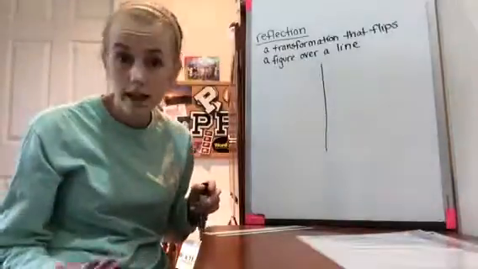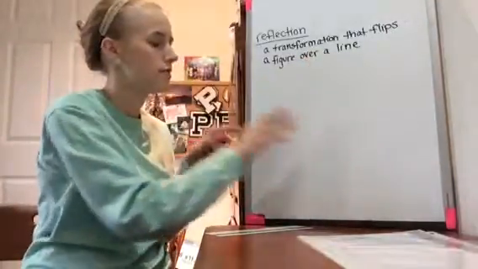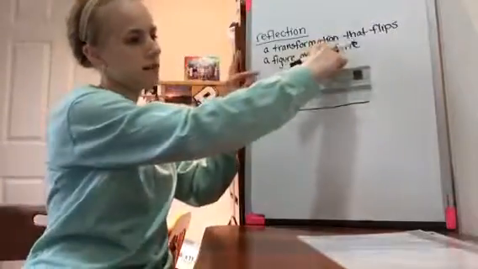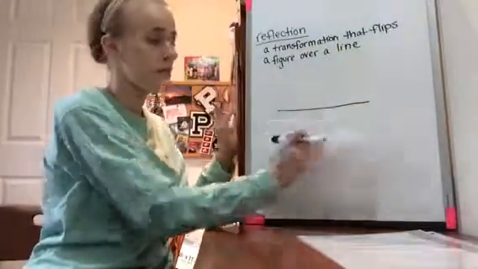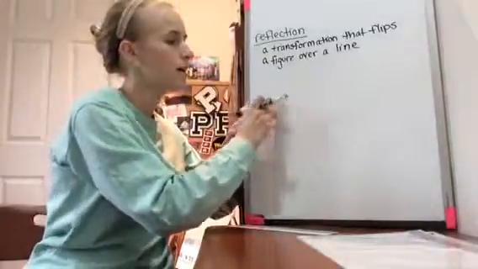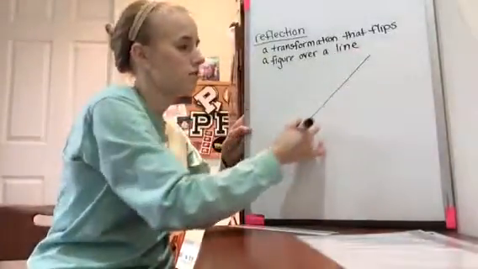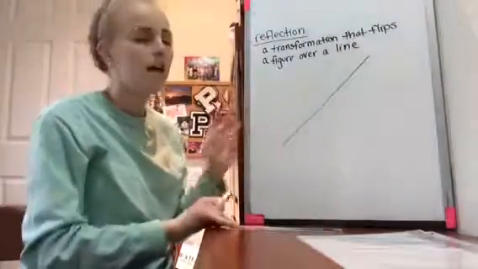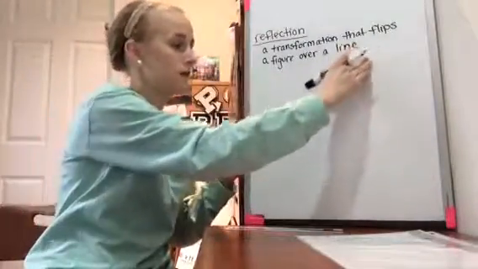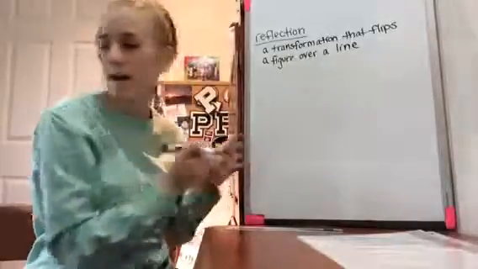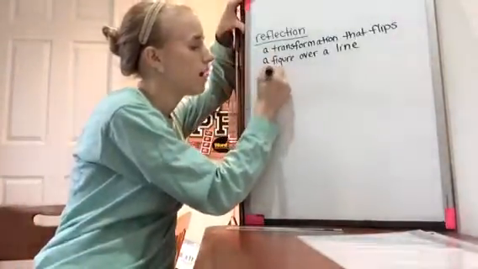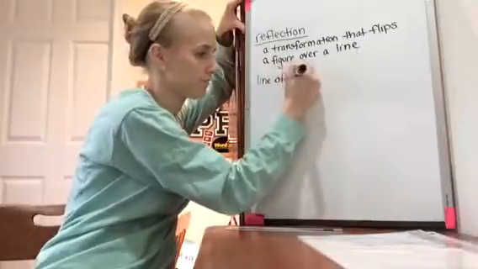a line. Now, it doesn't have to be a vertical line. I could do the same thing. It could be a horizontal line. I could flip it down. That's a reflection. It could be a diagonal line. That is also a reflection. So this brings me to my second vocabulary word, and that is the line of reflection.